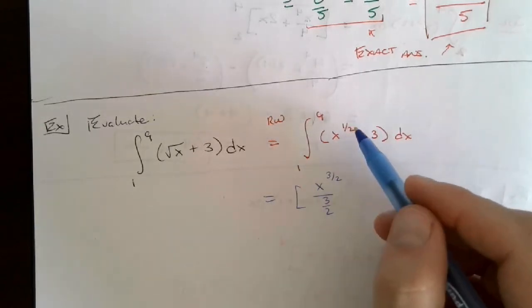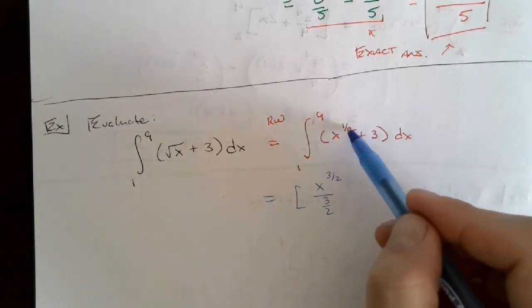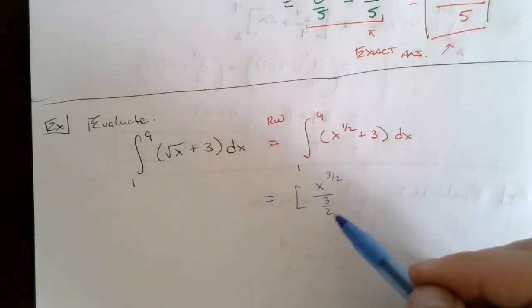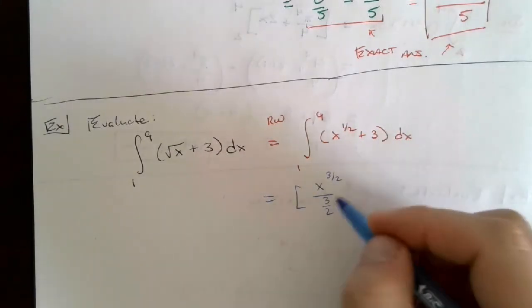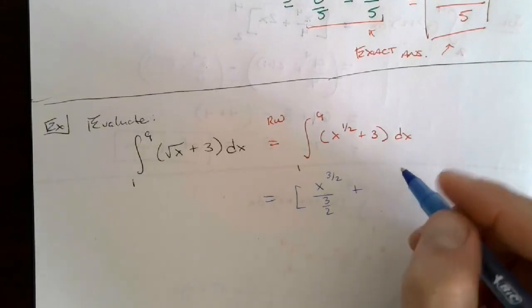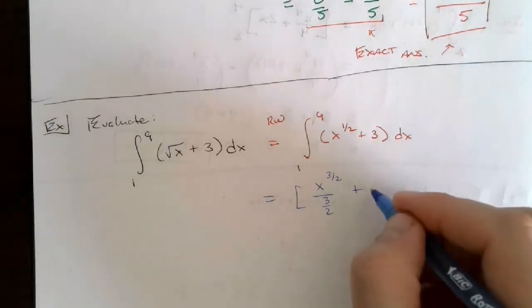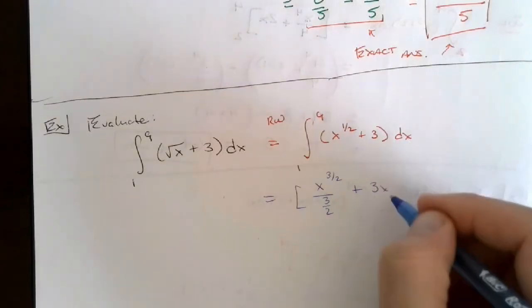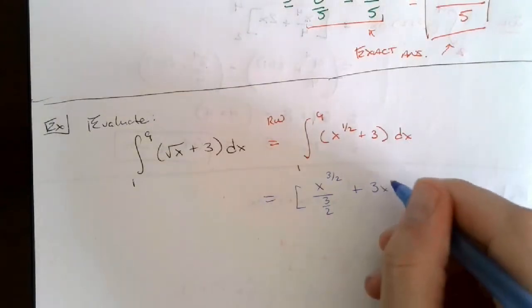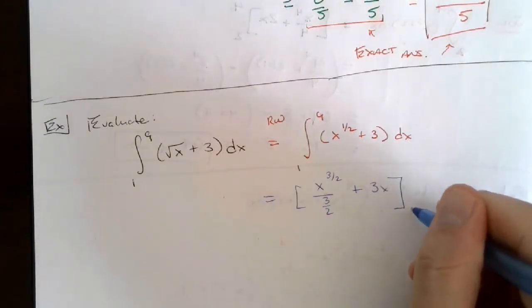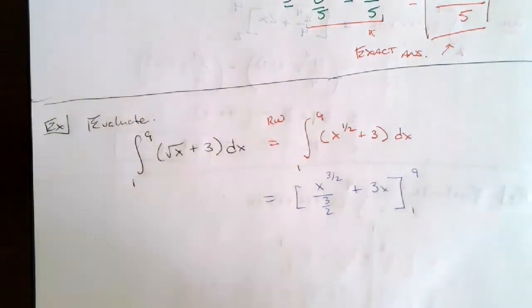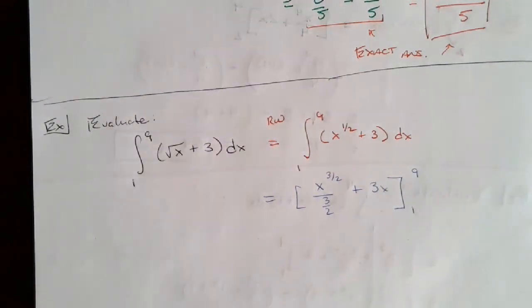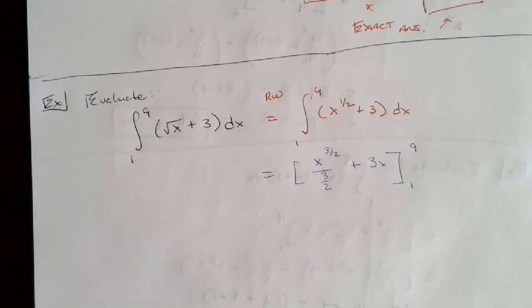That's our rule for when we integrate x to a power, right? You add 1 to the power and then divide by that same new power, and we'll simplify that in a second. Plus, the antiderivative of 3 is going to be 3x, with respect to x. And then, remember, we want to evaluate this from 1 to 9. So again, we're going to put plus c there because it's a definite integral.